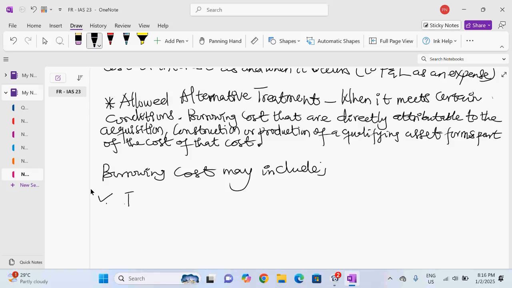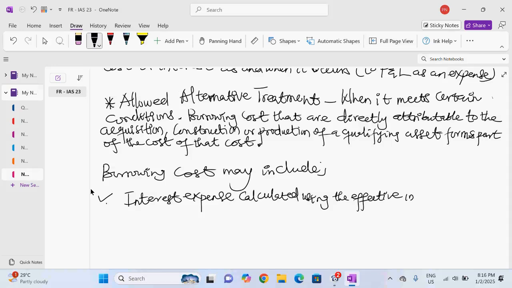for example, interest expense calculated using the effective interest method, as described in IAS 39, financial instruments.